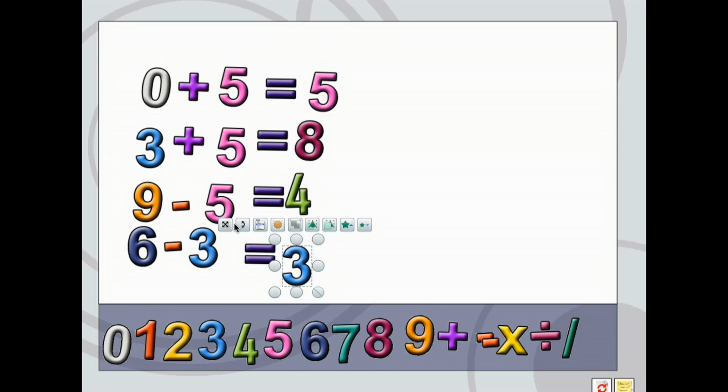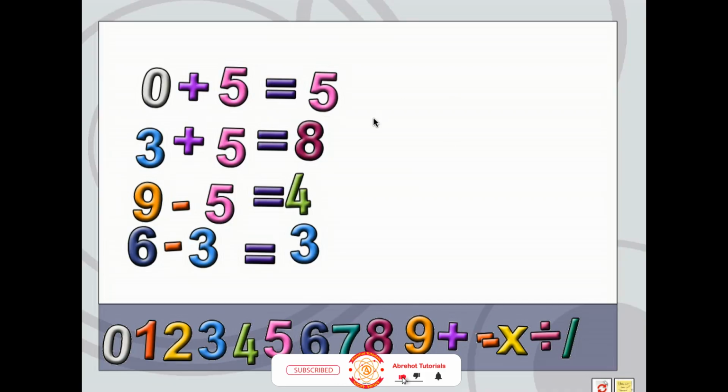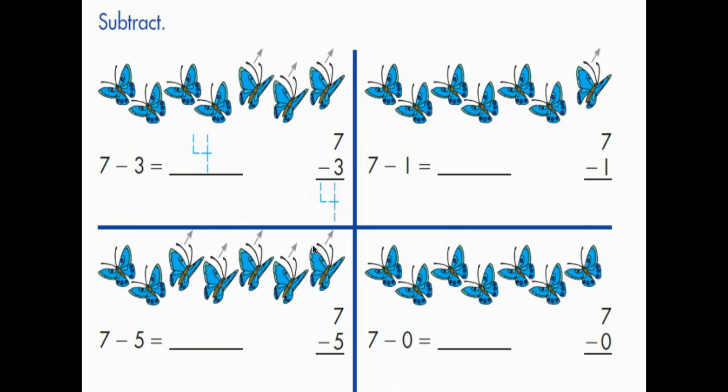This is how you show subtraction and addition with this model or diagrams. Okay, so this is one way of showing addition and subtraction. Next, we have more subtraction problems here.